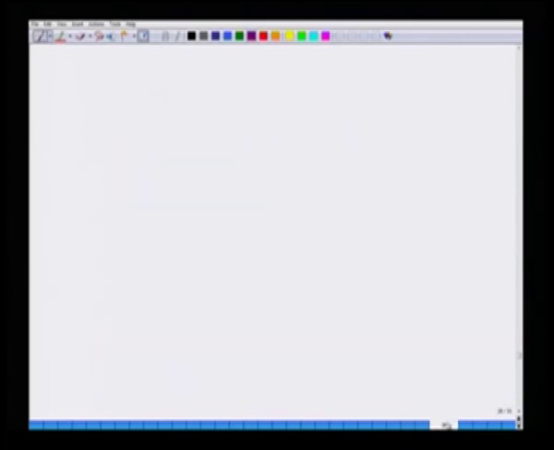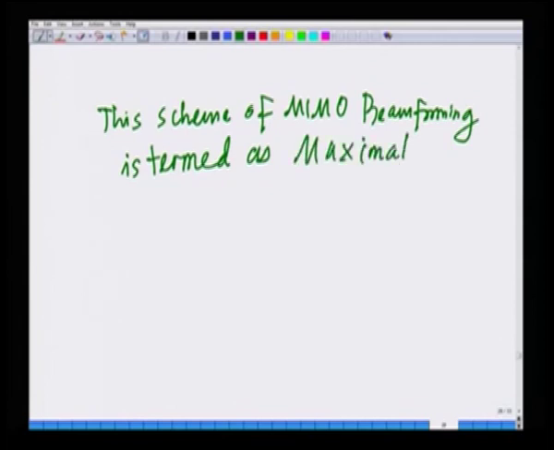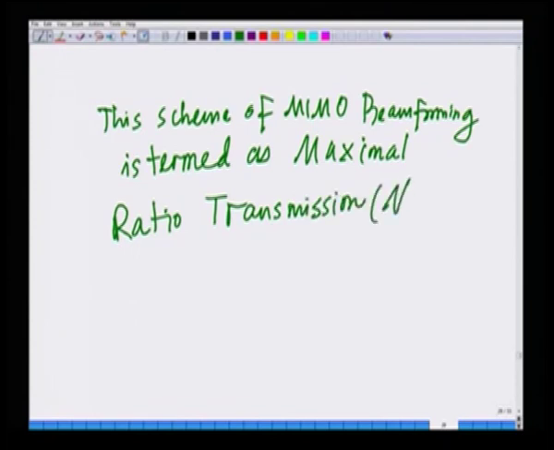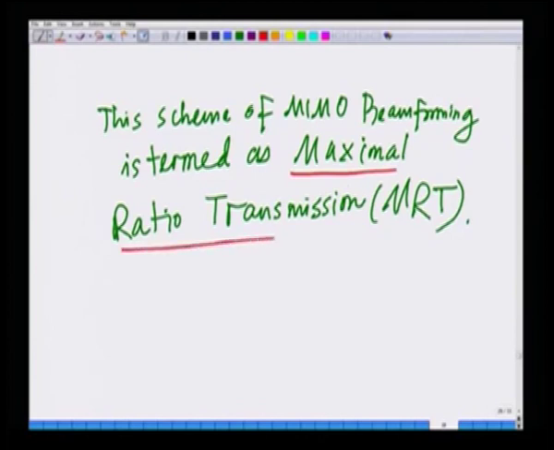Hence, this is known as maximal ratio transmission. This scheme of MIMO beam forming is termed as maximal ratio transmission, that is MRT. This scheme of transmitting along the dominant mode to obtain the single gain corresponding to the largest singular value sigma 1 is termed as maximal ratio transmission, MRT.